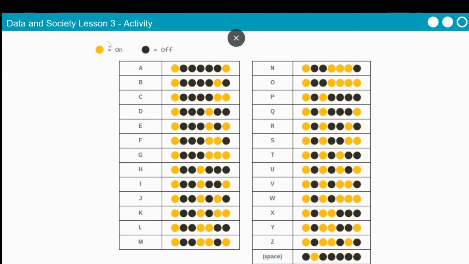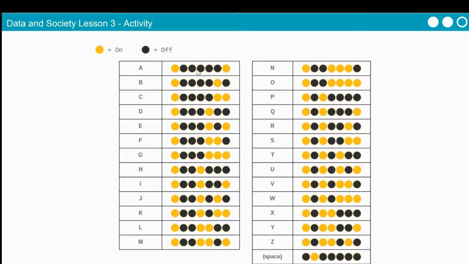When it is a little orange circle, that means it's on. And when it's a black circle, that means it's off. So to represent a capital A, we would be on, off, off, off, off, off, on. For a capital B, we're on, off, off, off, off, on, off, etc.